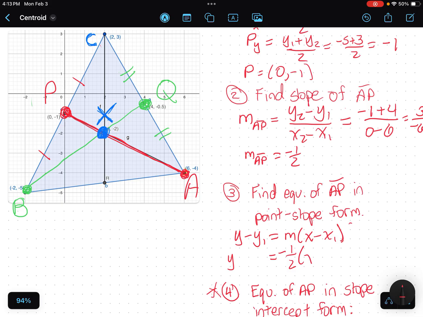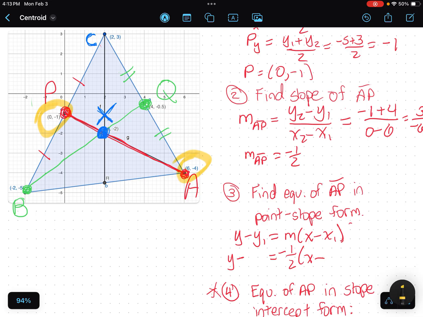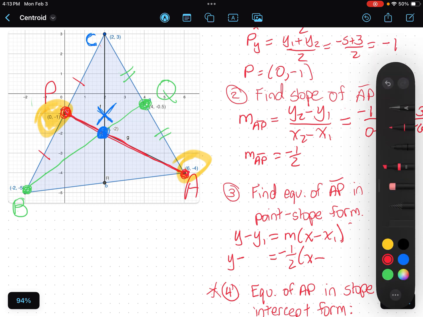And now I just have to pick a point that's on that line segment AP to substitute in. I have two choices. I can choose 0, negative 1 right here, or I can choose 6, negative 4 right here. They're both on line segment AP, so either one of them should give me the same equation in the end. I'm going to choose 0, negative 1, just because the numbers are easier.